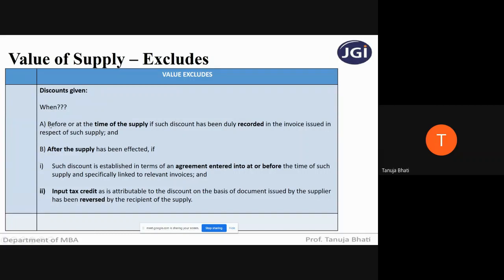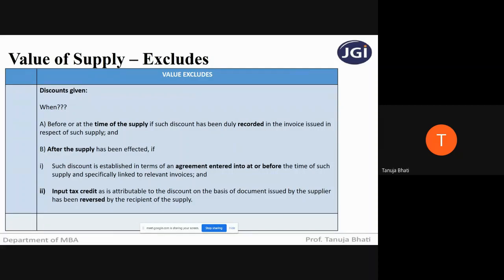Okay, so first let me just explain this. Remember, students, any discount that is given before or at the time of supply, if such discount has been recorded in the invoice. So I'm extending that particular example. The seller in Bangalore is giving discount to the recipient in Mahabaleshwar before making the transportation, like before delivering the goods or at the time of delivering the goods. And when he is issuing the invoice, in the invoice also he is mentioning the discount amount.